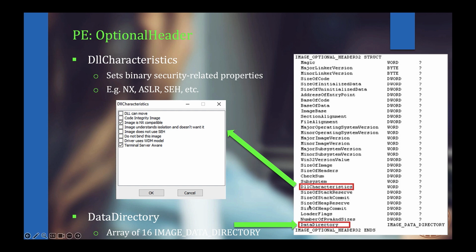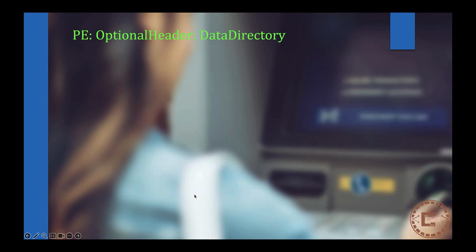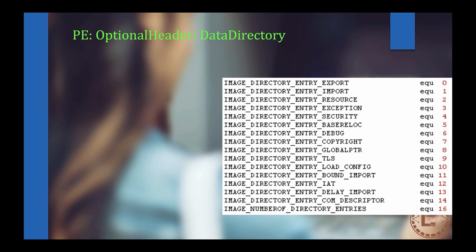Then you have the data directory. This is very, very important, which is an array of directories. Let's see what is that. Data directory is very, very important. Data directory, it has multiple tables. You have export table. Export table basically is used for DLLs only.